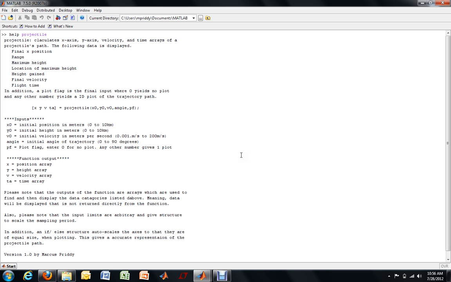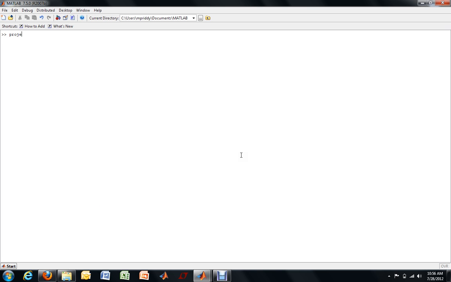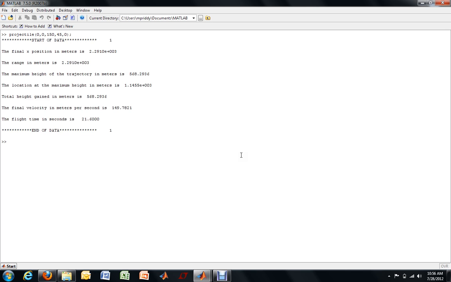I guess that's about it for details. Let's call the function. Let's start at the origin with 150 meters per second initial velocity, say 45-degree launch angle, no plot flag. Let's just get some data. Here we see the data I described earlier.